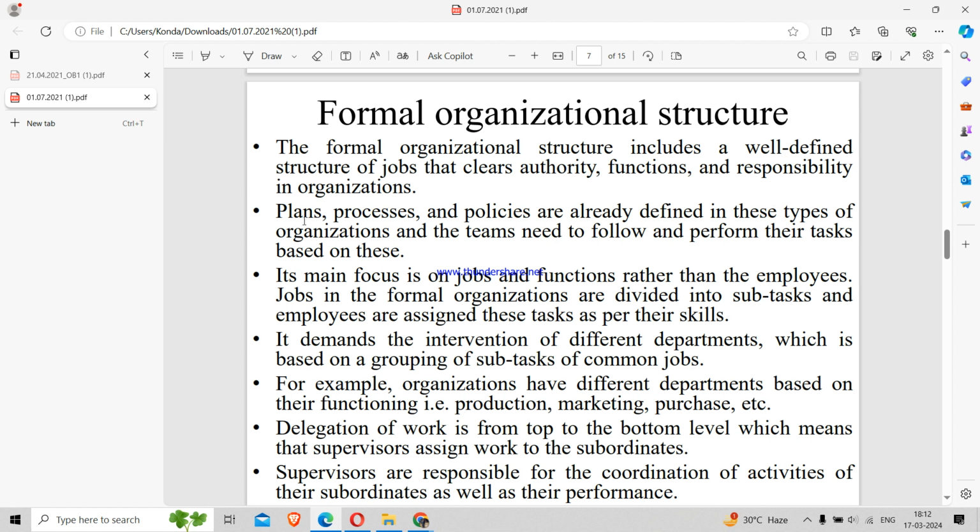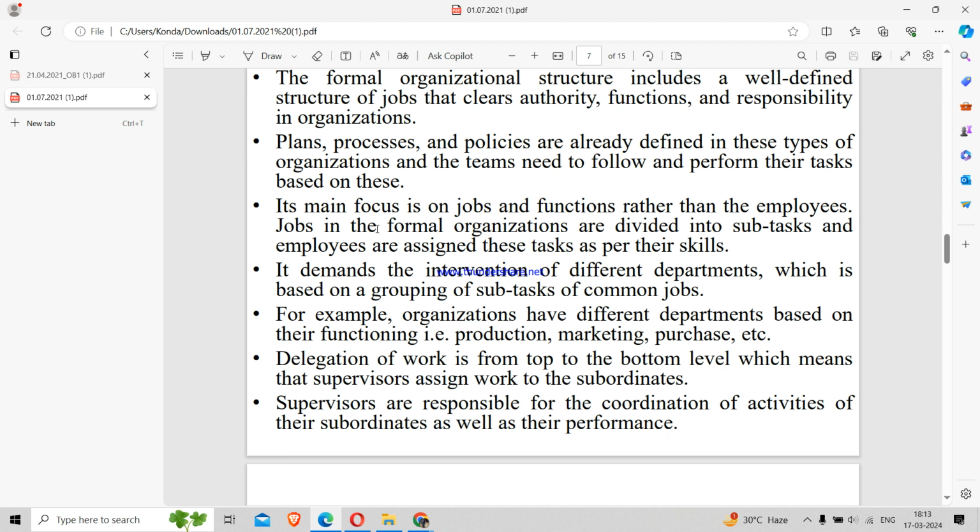So in the second point you can see plans, processes and policies are already defined in these types of organization, and the team needs to follow and perform their tasks based on this, as I have already told you. The plans and processes are well defined beforehand, and accordingly the individuals are told to perform their own responsibilities and tasks. Next, its main focus is on jobs and functions rather than the employees.